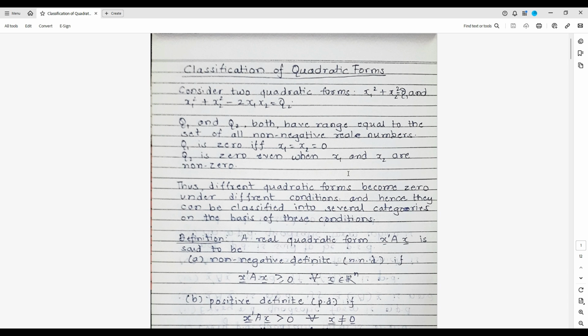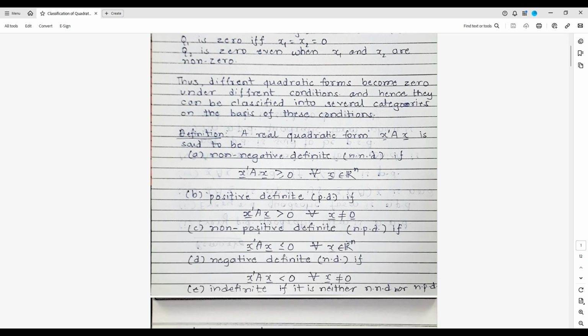So here it is. A real quadratic form x prime Ax is said to be, now here comes the first category, non-negative definite if the quadratic form is always greater than or equal to 0 for every x in n-dimensional Euclidean space, that is Rn. So let us try to understand this. What do we mean by non-negative definite? It means the quadratic form is definitely non-negative. So no matter what type of value x has, x prime Ax is always going to be non-negative.